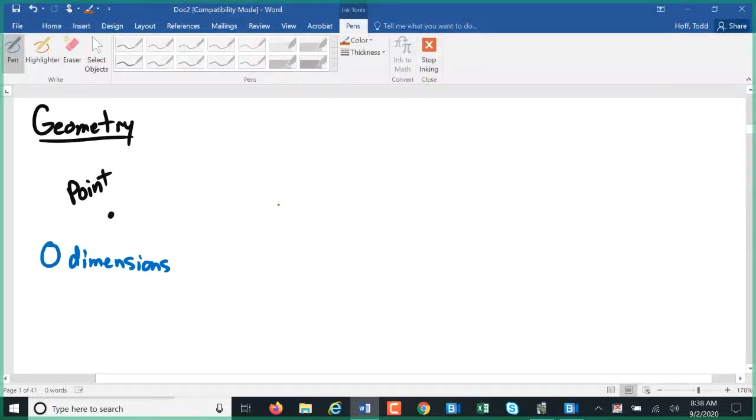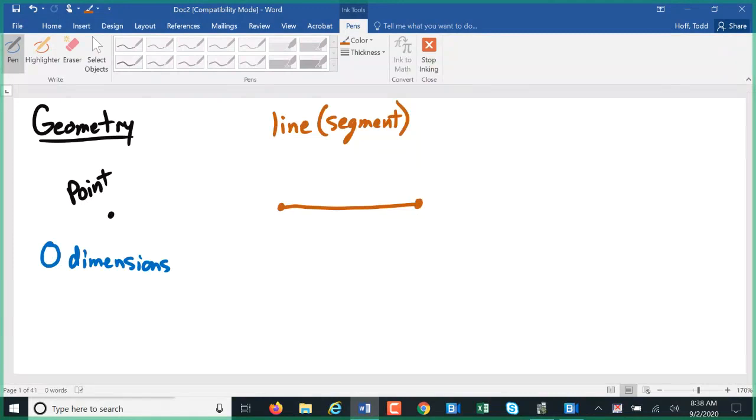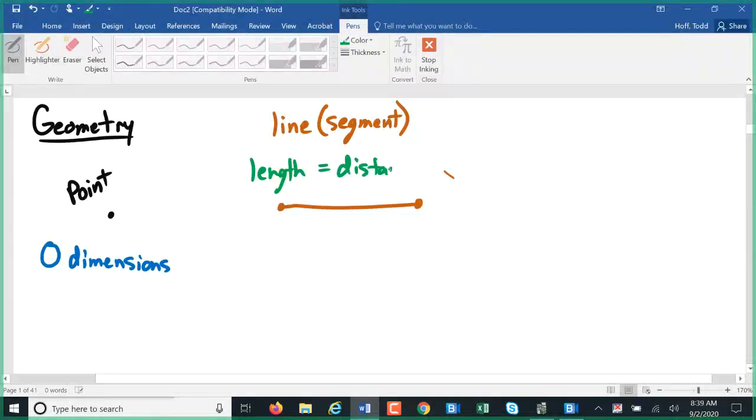Now I can take that point and I can drag it in a single direction. And what I've created here, a lot of people would refer to that as a line. It's technically a line segment. Because technically, a line continues forever in both directions. Well, in practical applications, that's not very useful. We are into finite or measurable things in applications. So a line for us is really going to be that line segment. The length of that line segment is equal to the distance that we move the point.